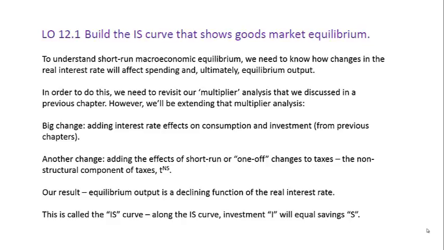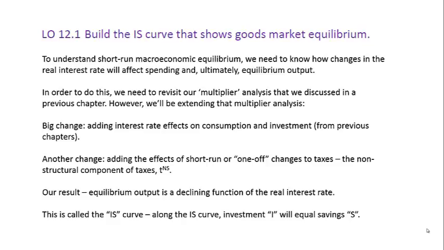The big change is that we're going to be adding interest rate effects to both consumption and investment. We had discussed them in previous chapters, but in our multiplier analysis, we omitted them. For simplicity, we're putting them back in. There's another little change that we're going to take an opportunity to do, and that's the effect of short-run or one-off changes to taxes on consumption. We had left them out in Chapter 10. We're going to put them back in.